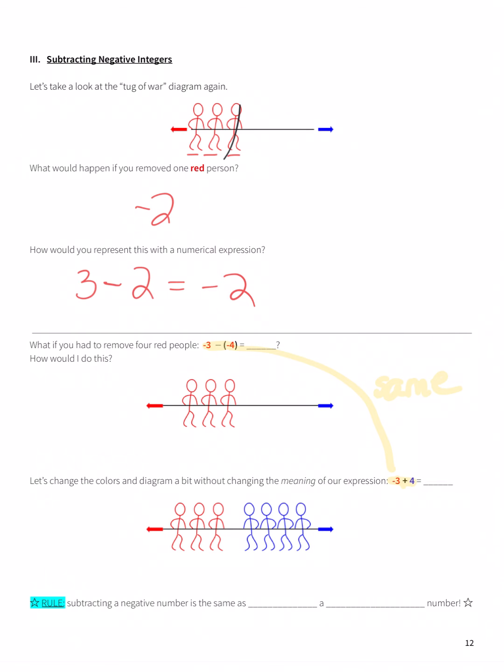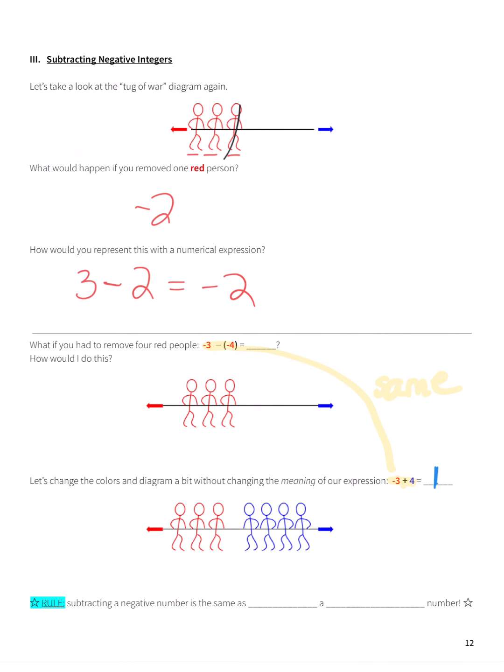Now we can go ahead and we can solve. So we have -3 and we add 4 to it. How many more positives than negatives do we have? 1. So our answer would be +1. So rule, here's the big rule. Subtracting a negative number is the same as adding a positive.